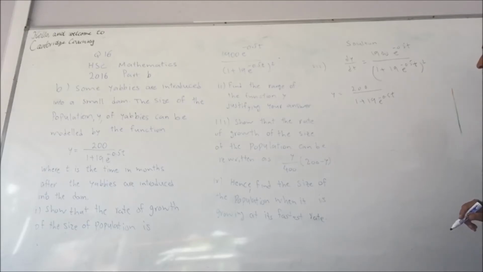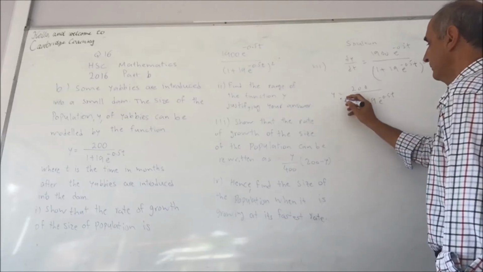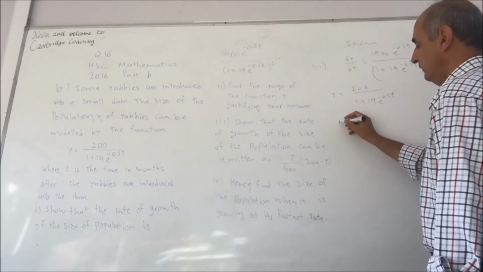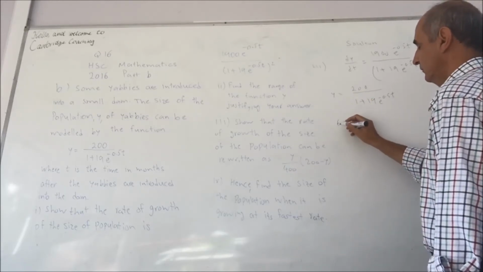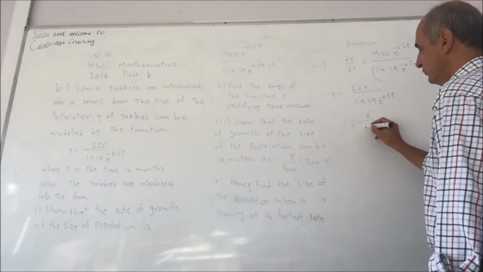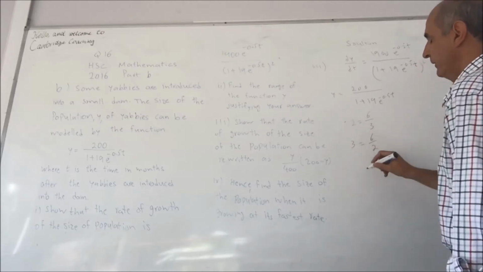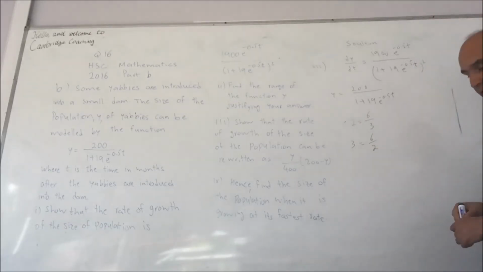So what I do here, I switch the place of these two. You know that when you have, say, 2 is equal to 6 on 3, you can switch the place of these two and you still have a correct expression.